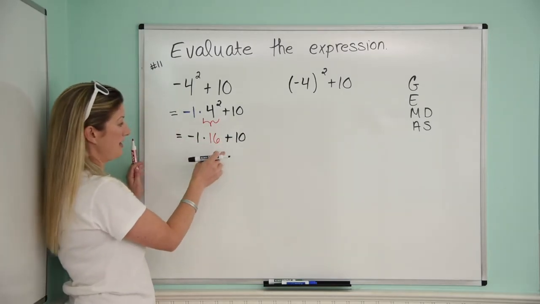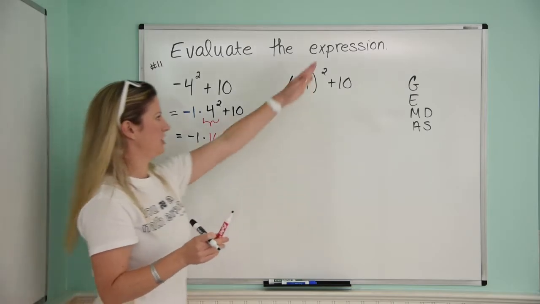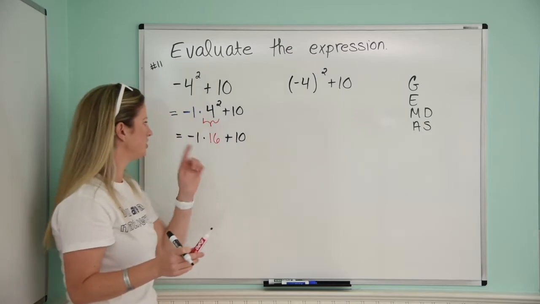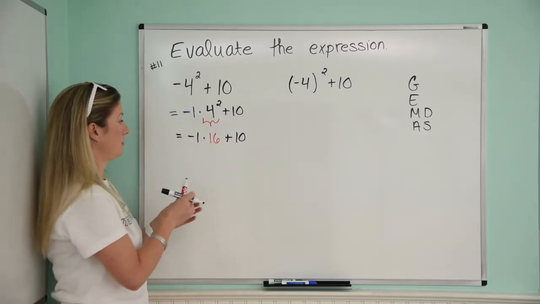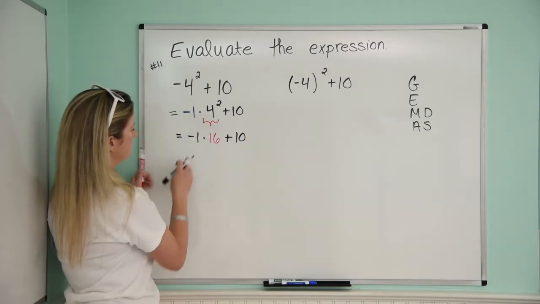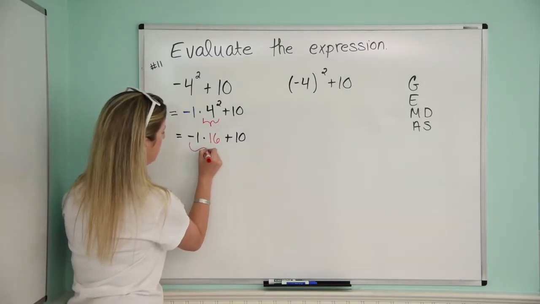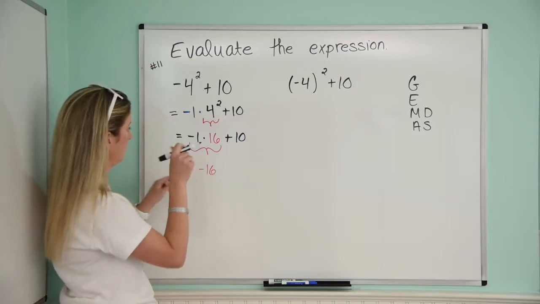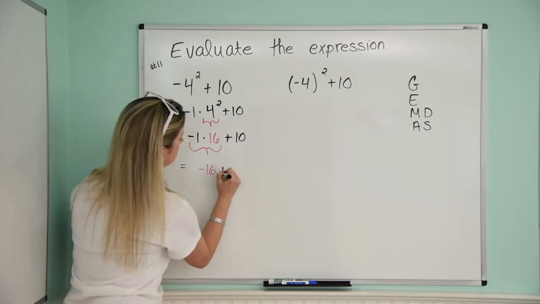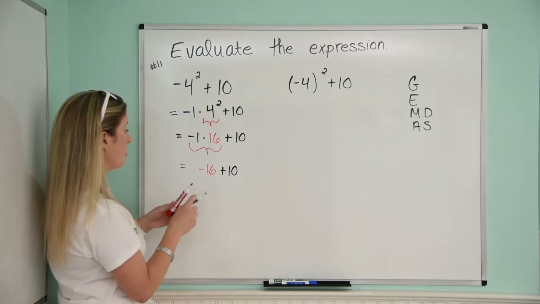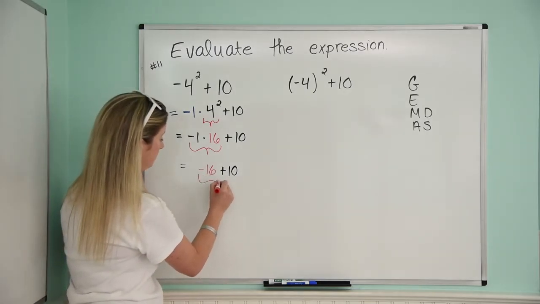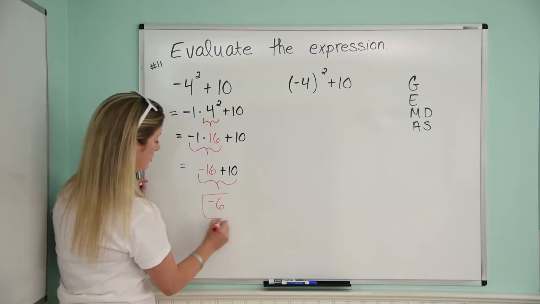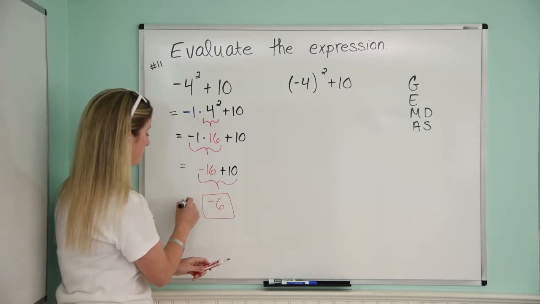So now we continue to go through. No grouping symbols, we've handled the exponents. Now we're on to multiplication and division. I see multiplication right here, so I'm going to do that next. So that's going to be negative 1 times 16, which is just negative 16. Okay, and then plus 10. And then there we go. Now we're done. This is the last step. So negative 16 plus 10 is just going to be negative 6. And there's your answer. All right.